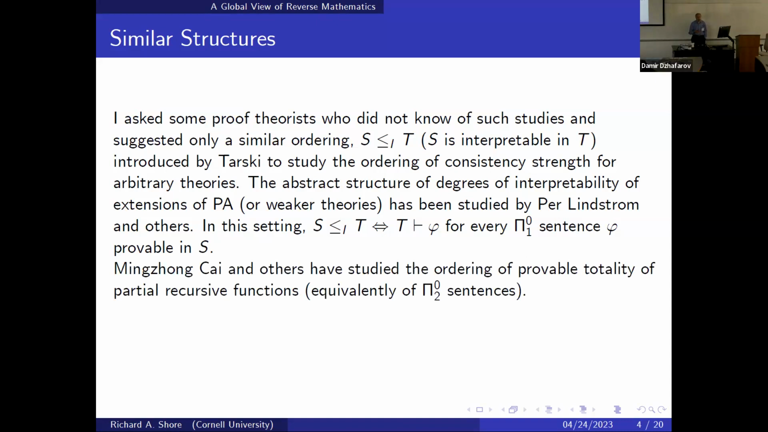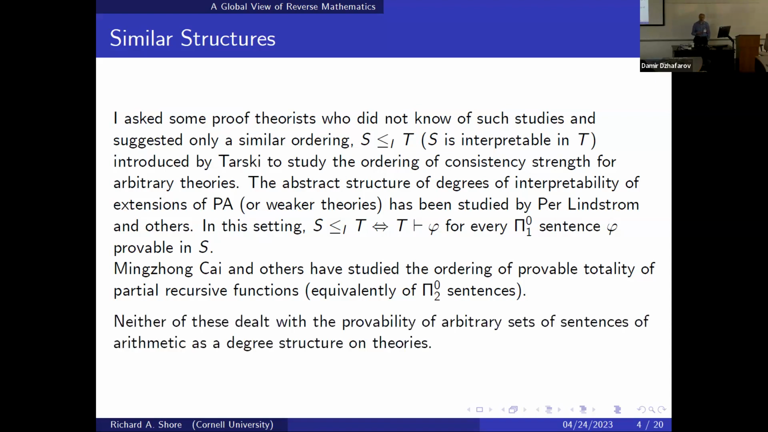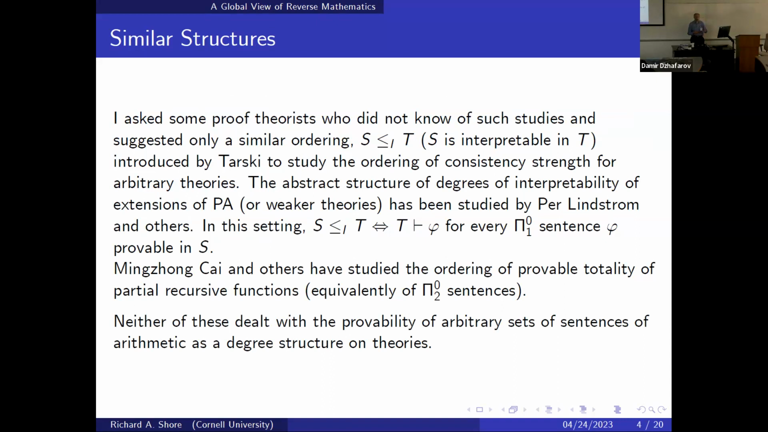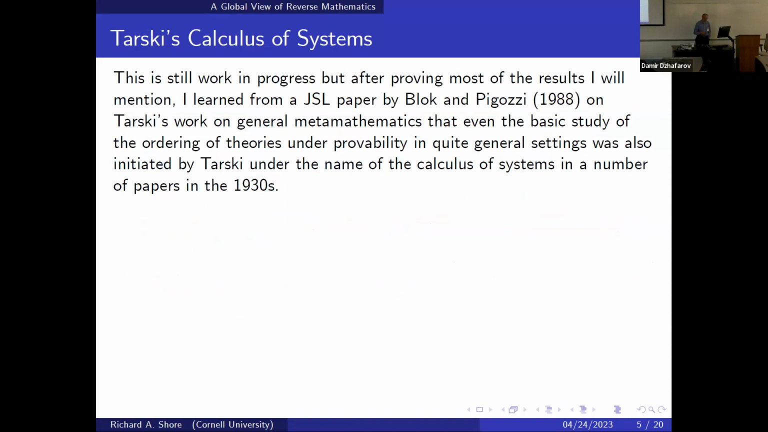And then I knew about people who had worked on the pi02 sentences, because the first one who did it, Ming-Jung Kai, was a student of mine, thought about this. And he and various other people, mostly at Madison, have proven various theorems about the structure. Again, things like minimal pairs, joining, the same kind of theorems that Lindstrom proved about the interpretability degrees that were common for the Turing degrees. But they weren't arbitrary sets of things. So not reverse mathematics.